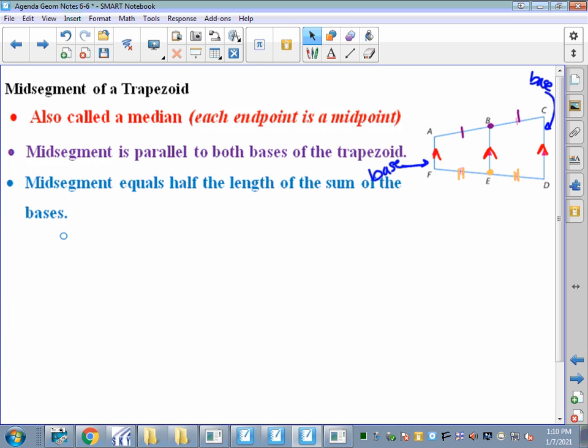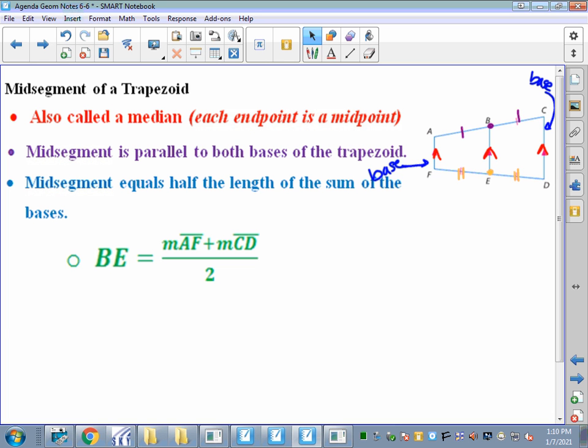The mid-segment is equal to half the length of the sum of the bases. So sum of the bases means we add the lengths of the two bases together, right? And then we take half of it or divide by 2. I like the divide by 2. So here's how I wrote it out.